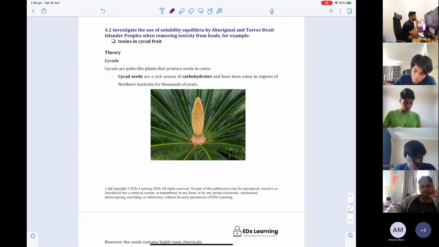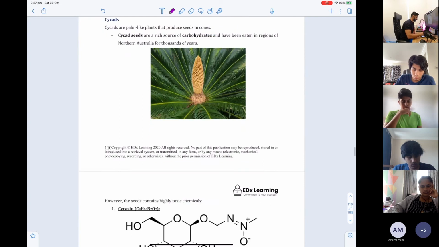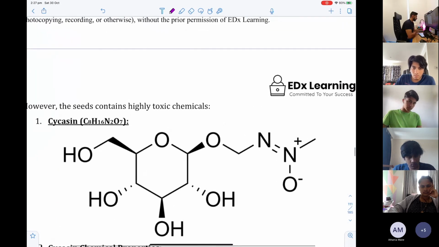So what you see here is a cycad, which is a palm-like plant. And you can see that the seeds in those cones right there, that's what they used to eat. So they used to cook it, boil it, eat it, for example, right, for nutritional value. However, the cycad seeds contain a toxin known as cycasin. You don't need to know its chemical formula. This is what it looks like. It's a pretty funky looking organic molecule.